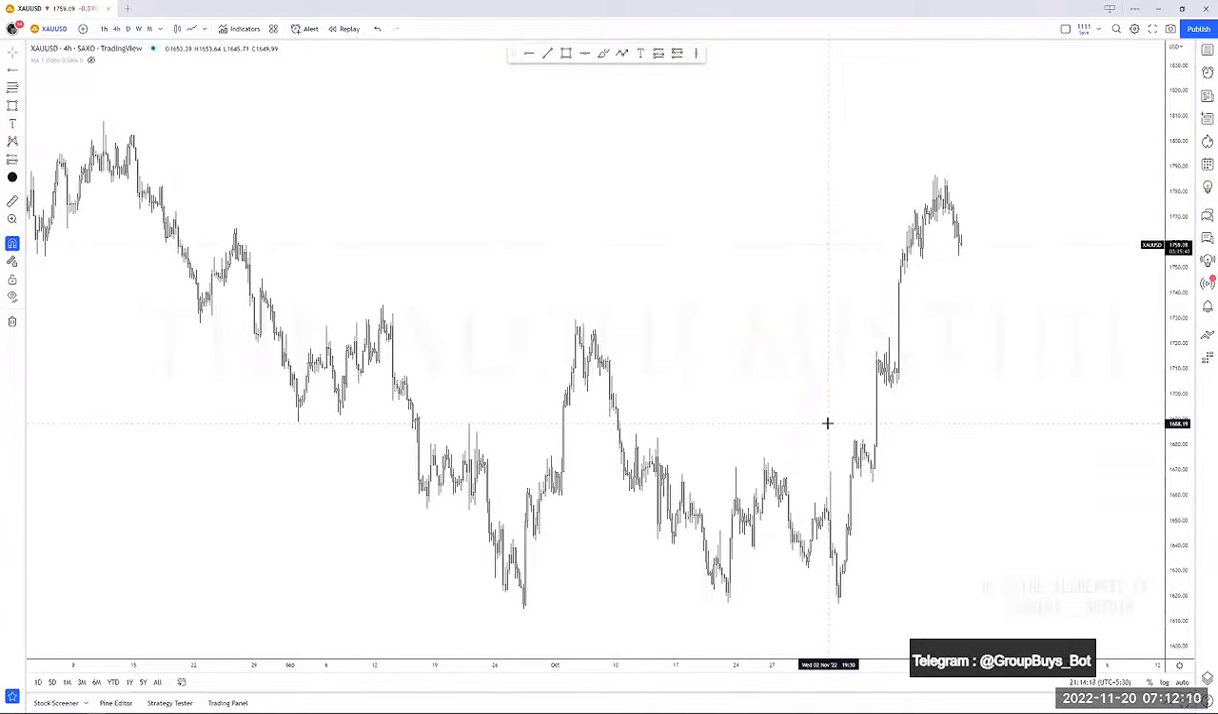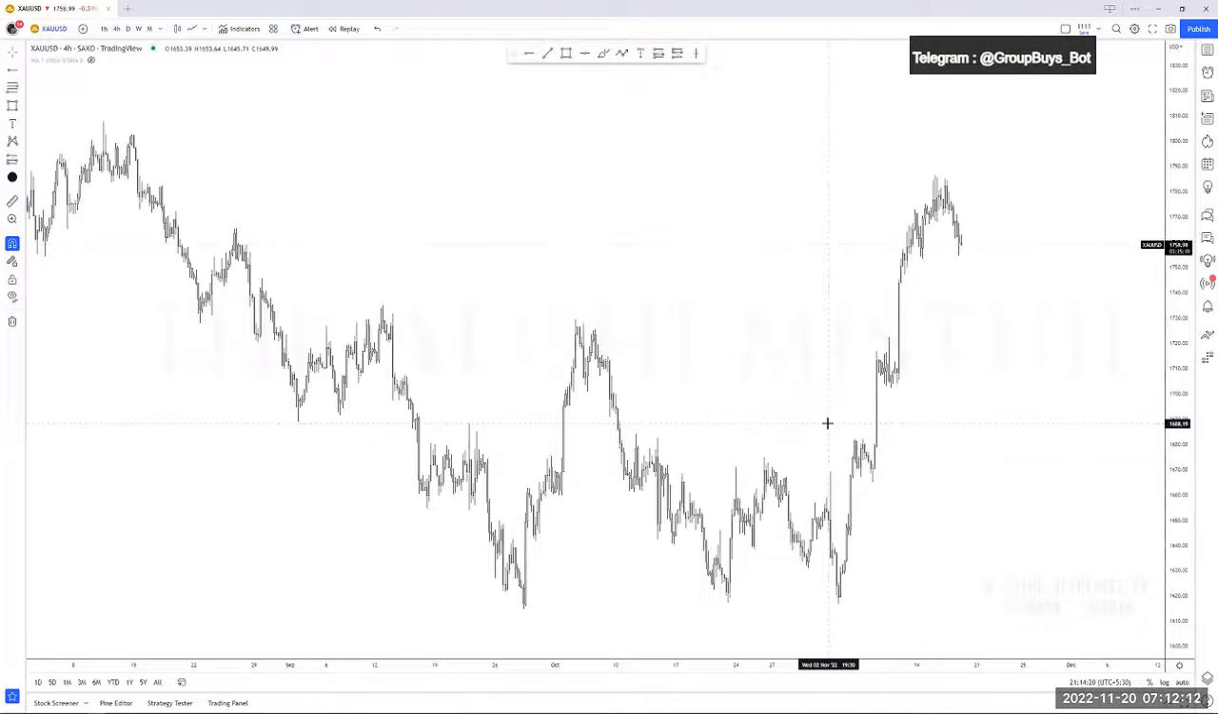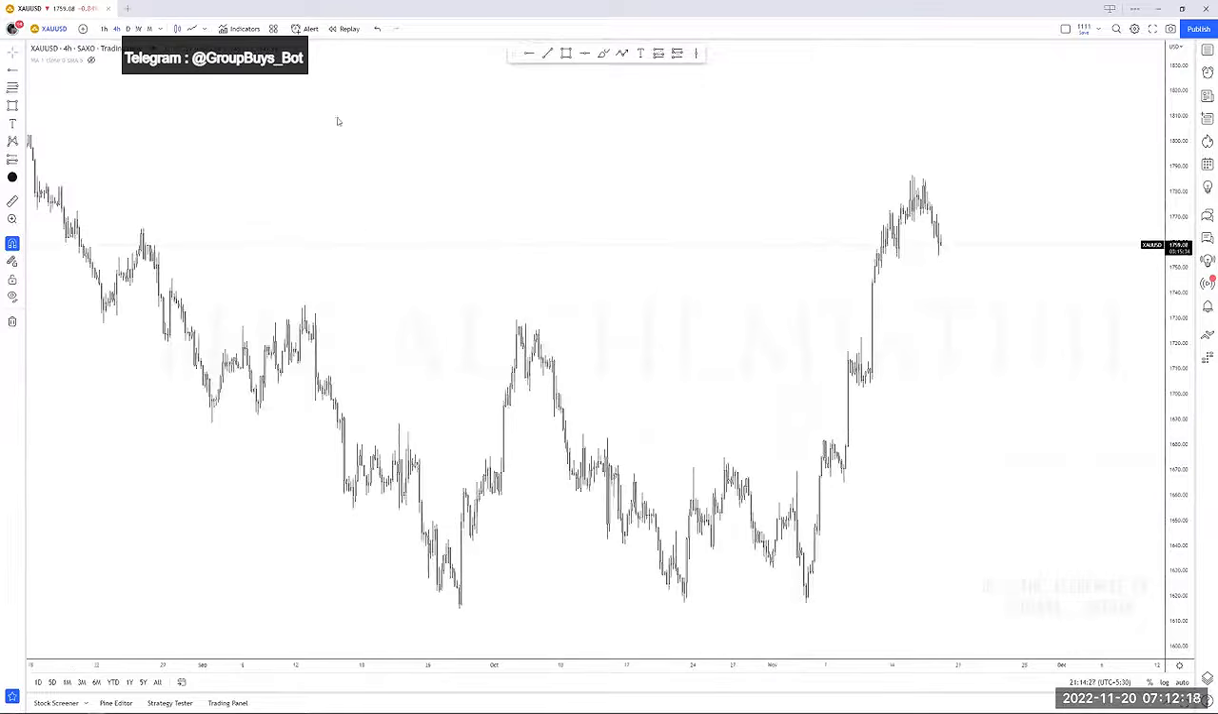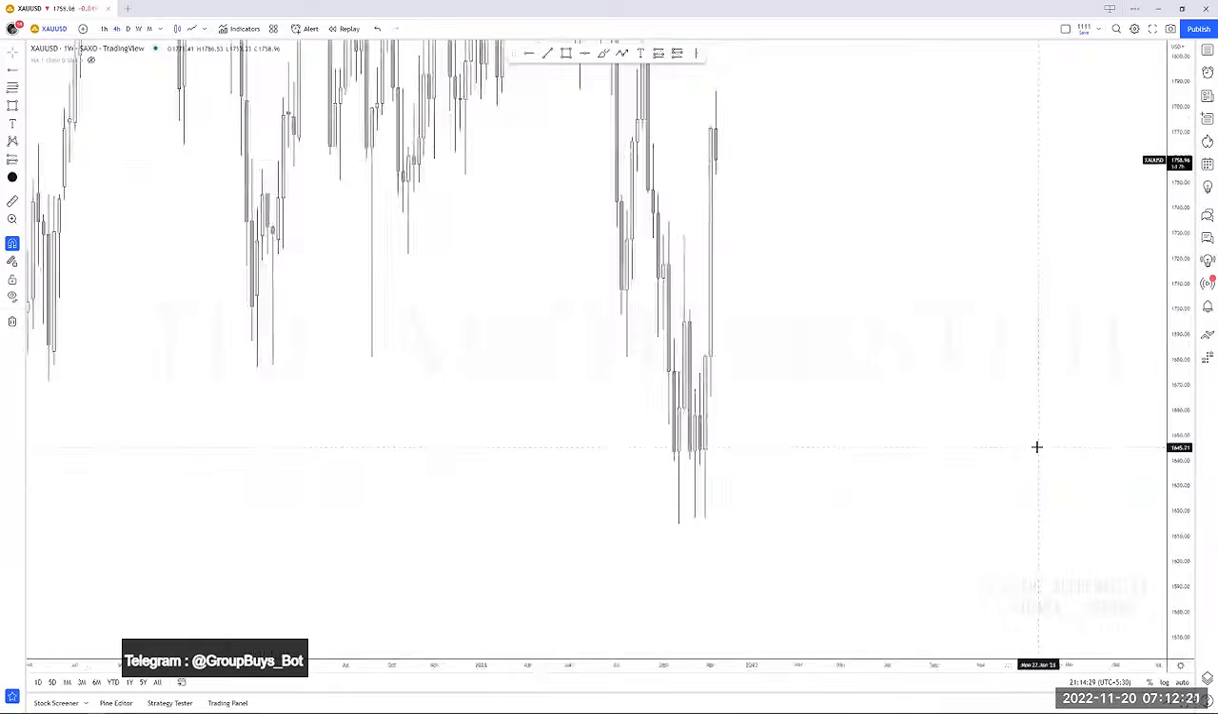Now the reversal trend line will be a bit tricky. I'm not going to tell you to use it all the time because I know it's not that easy. I'll tell you that. It is not that easy. So I'll show you some examples. That way you will understand.